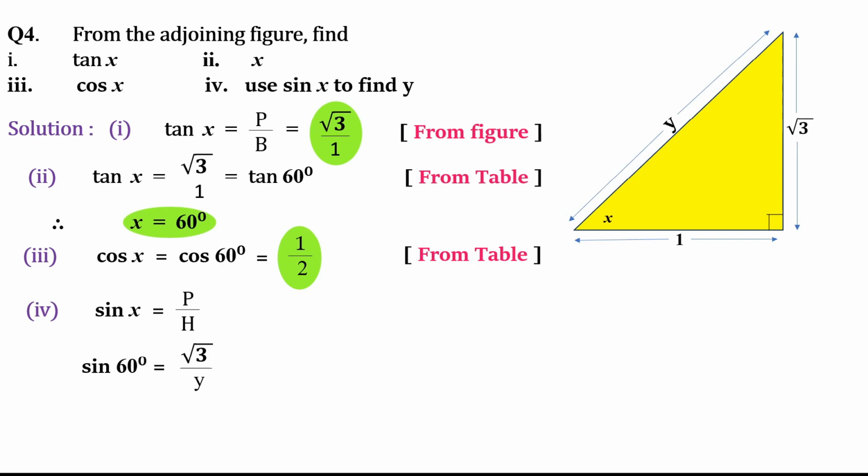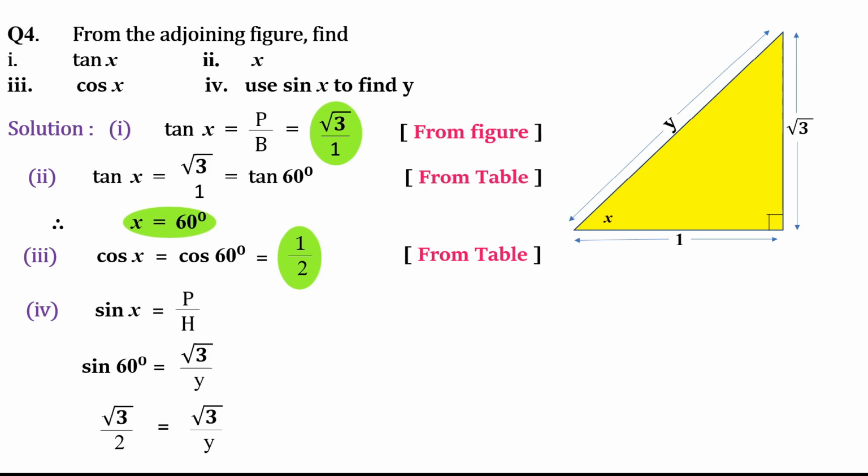So sin x, instead of sin x, I will write sin 60, but I will take the help of the figure also, so that I can introduce that y. So sin x, we know it is perpendicular upon hypotenuse. So sin x becomes equal to root 3 by 5. And when I substitute the value of sin x as sin 60, now it is a standard angle and its value is known. So instead of sin 60, I will write root 3 by 2.